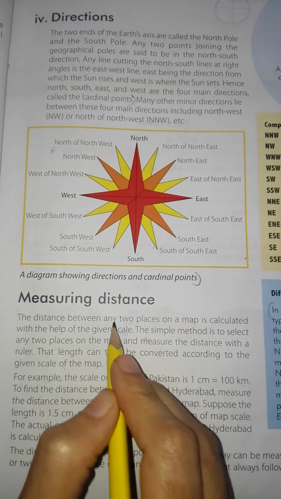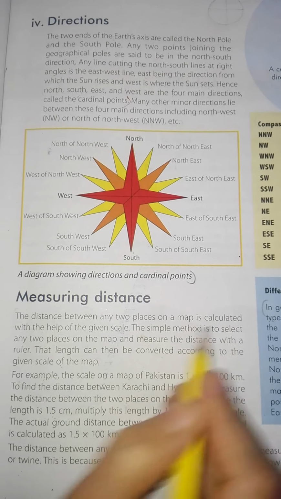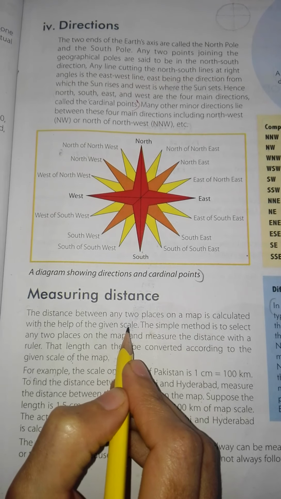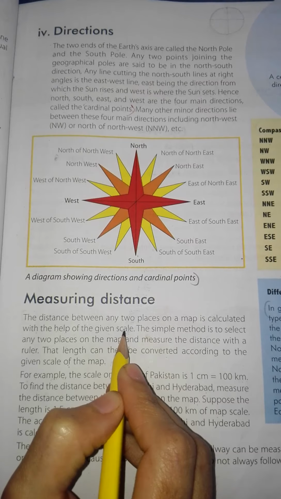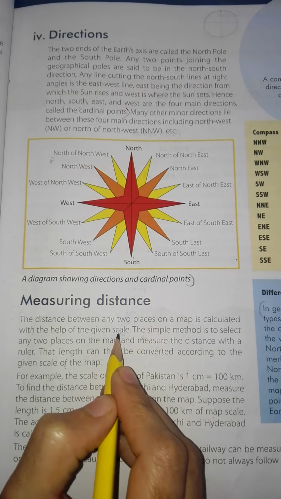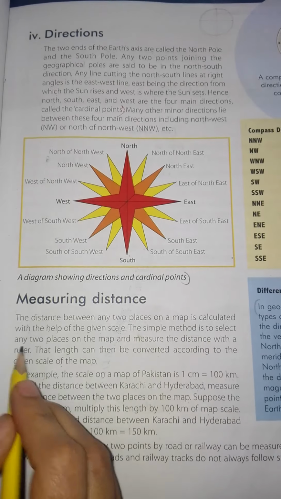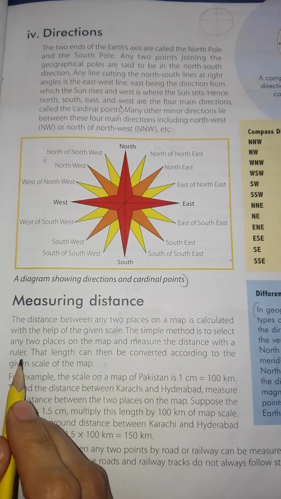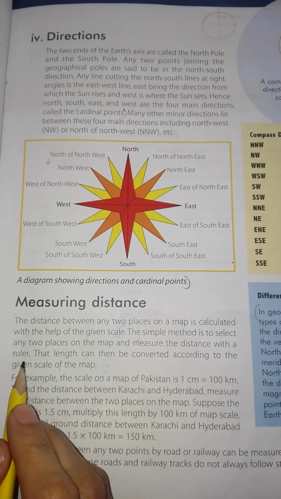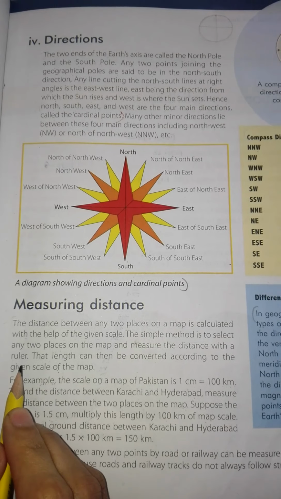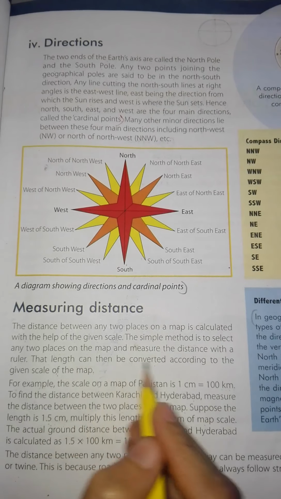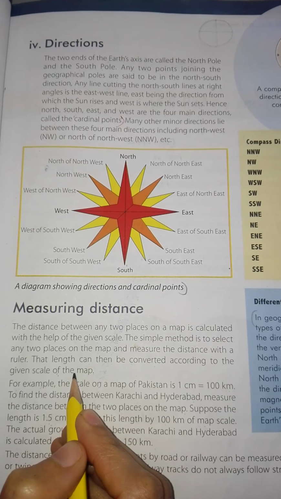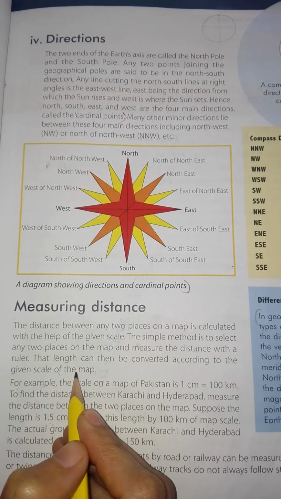The distance between any 2 places on a map is calculated with the help of the given scale. How can we calculate the distance? The simple method is to select any 2 places on the map and measure the distance with a ruler. That length can then be converted according to the given scale of the map.